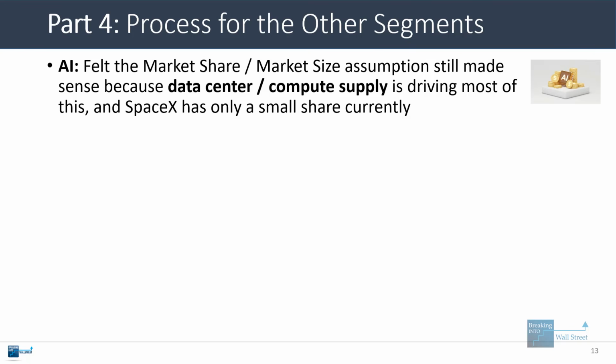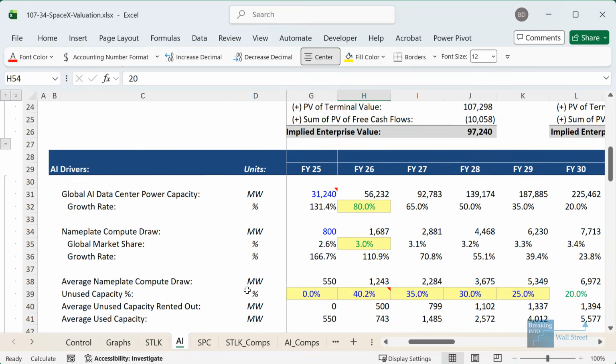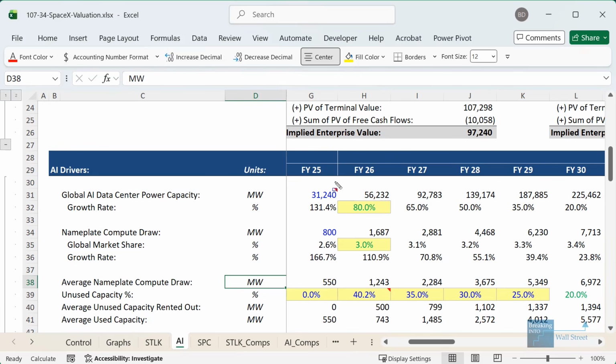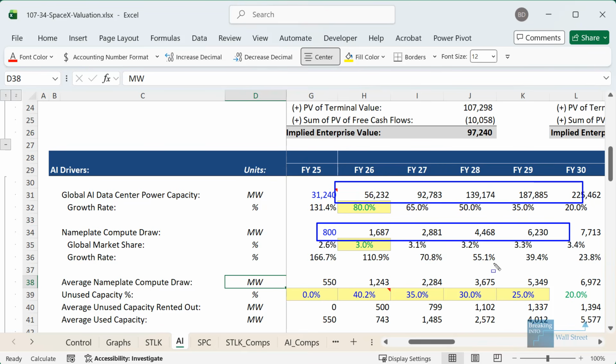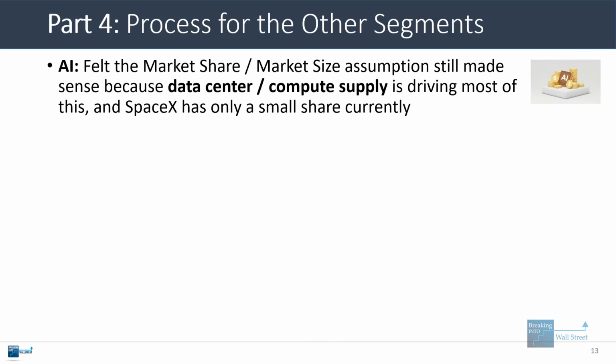Now for the other segments, I didn't follow this exact process. For AI, I did feel that the market share and market sizing assumptions were quite important because there are some real physical constraints here that you don't necessarily see with traditional tech companies. Specifically, what I mean is that globally, there are only so many data centers being built and coming online each year. And Starlink can only capture so much of that market. No matter how well they execute, there are some real physical constraints and time constraints on how quickly they can do this. So I felt it was quite important to use a market size and market share approach there.